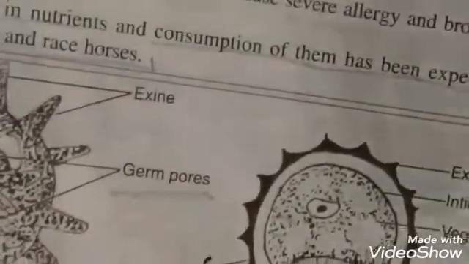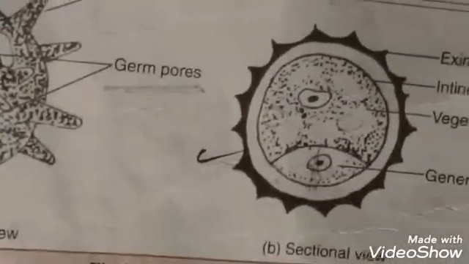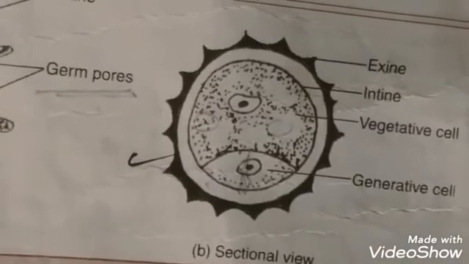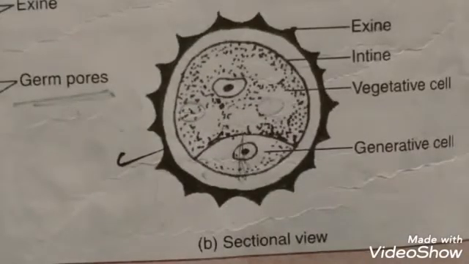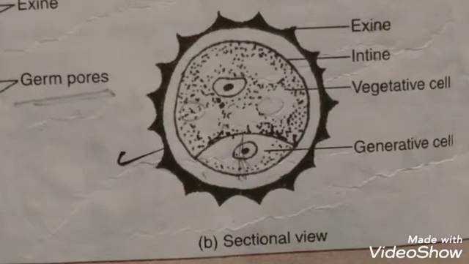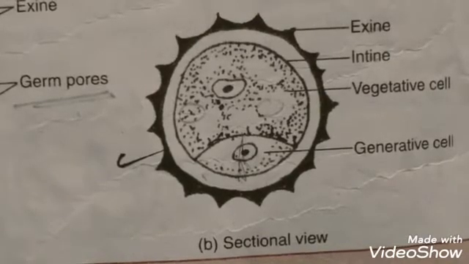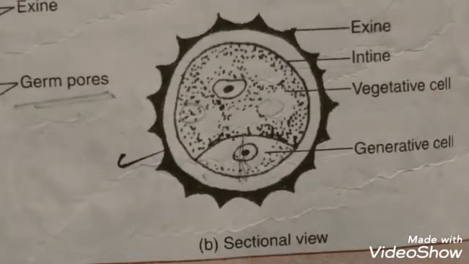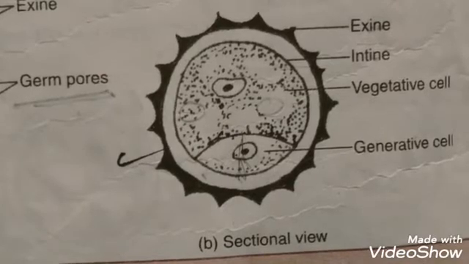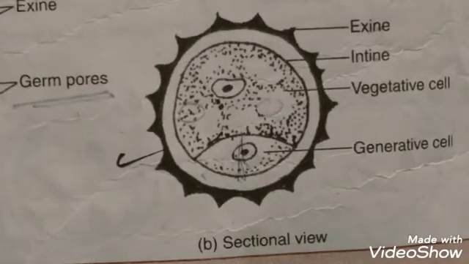This exine is not continuous. In certain places, exine is either absent or very thin, and such places are called germ pores. During germination of pollen grains on stigma, pollen tube comes out through these pores.